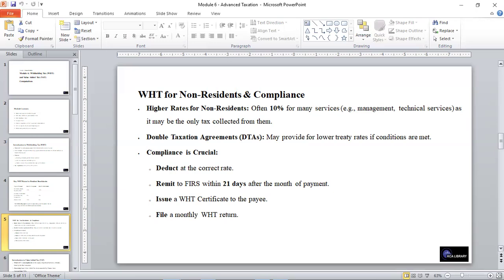These are the things to do: deduct at the correct rate, remit to FIRS within 21 days after the month of payment, issue a withholding tax certificate to the payee, and file monthly withholding returns. This is the compliance to observe in withholding tax for non-residents.